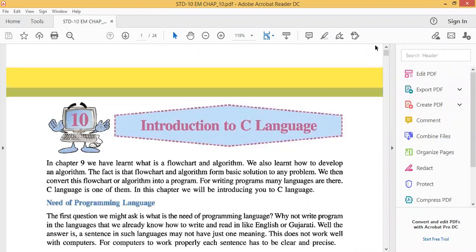Hello everybody. Today we will start our 10th chapter, Introduction to C language. You may have heard about C language. We generally speak English, Hindi, Gujarati, our mother tongue languages. In the same way, there are different languages for computer programming.